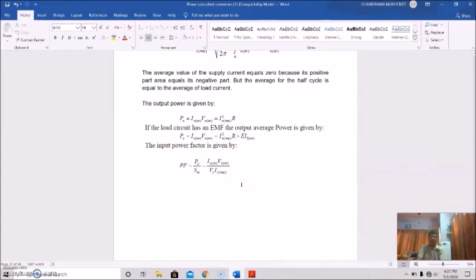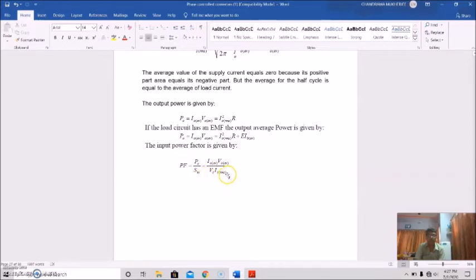So if the load circuit has an EMF, the output average power is given by the product of average output current and average output voltage, which is equal to this, plus E into I0 average. So the input power factor is given by output power divided by the source power, that is, average output power divided by this one.